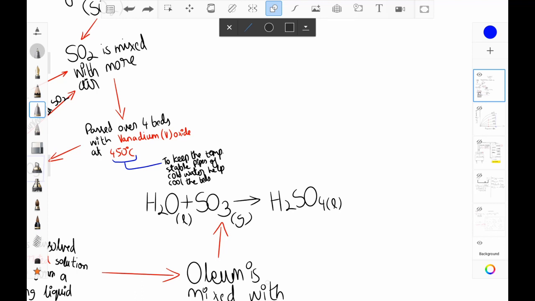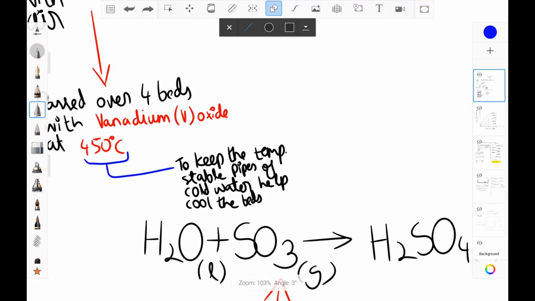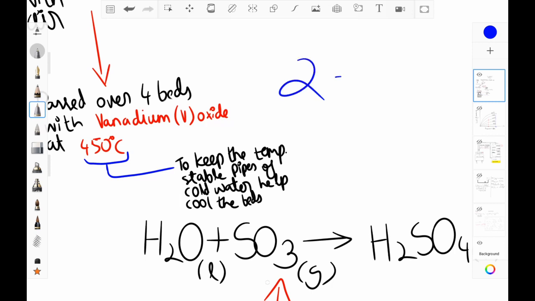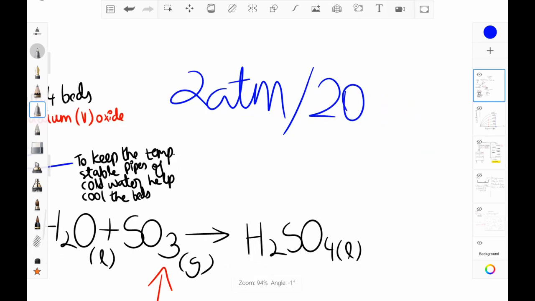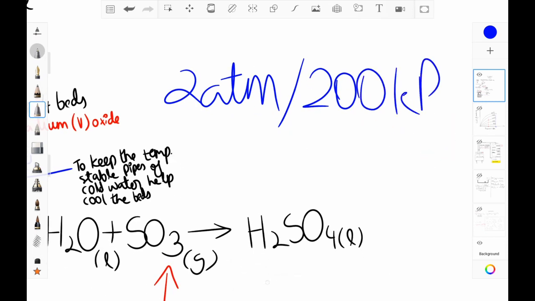You also use a pressure of only 2 atmospheres. So let's write that down: 2 atm, which is the same as 200 kilopascals. You use a low pressure, but the yield is still relatively acceptable. A higher pressure would be better, but it would cost more.